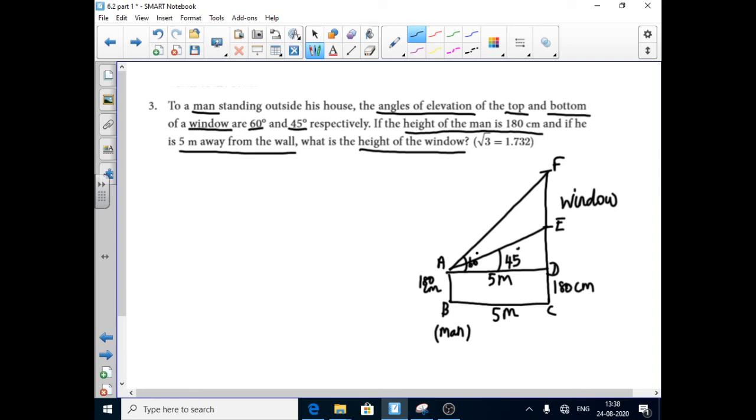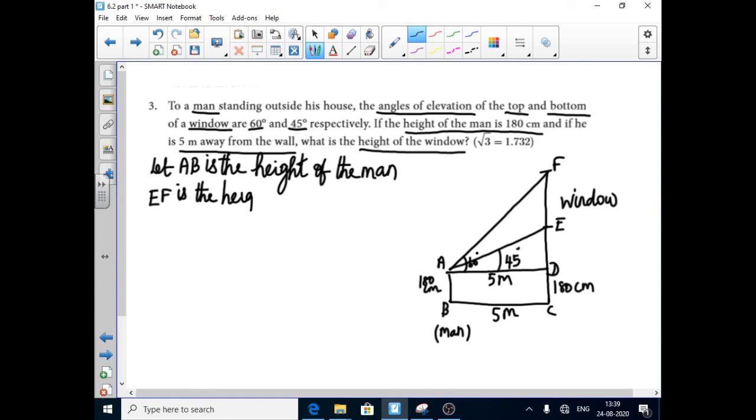So let AB be the height of the man. So first object over. AB is the height of the man. Next one, EF is the height of the window.